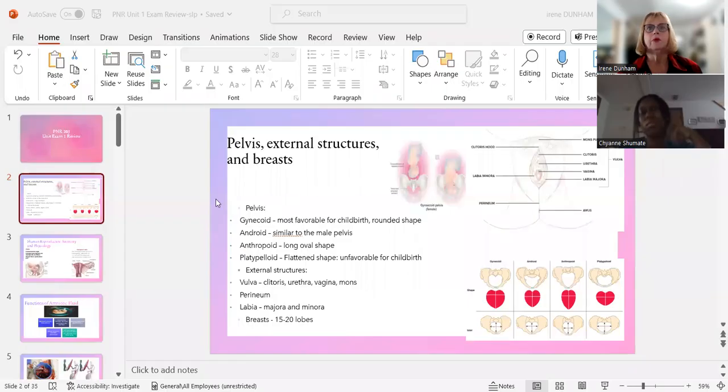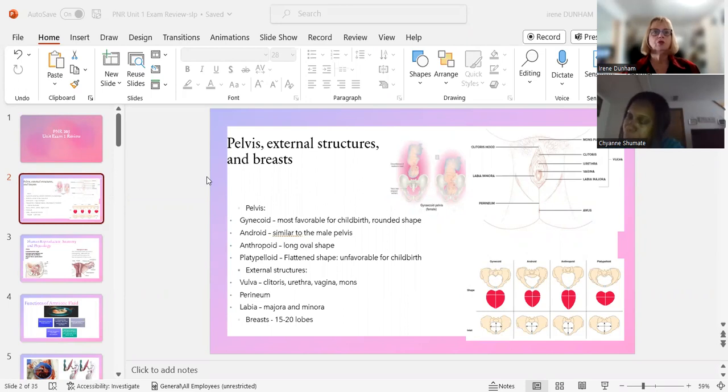Okay. Well, good afternoon. This is PNR 203.2, and this is an exam review. I'm going to go ahead and share my screen and bring up the PowerPoints that I sent out for the exam review. And we have to go back because the chapters involved are chapters 2, 3, 4, and 5.